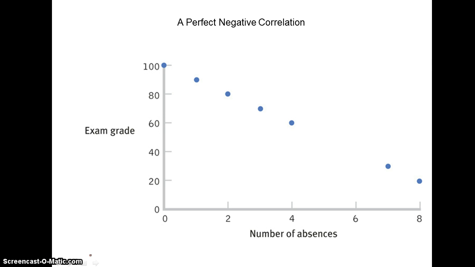Here's a perfect negative correlation. This would be more likely, right? If you didn't miss class at all, then you would get 100, and if you missed class once, you would get a 90, twice you get an 80. So that's a perfect negative correlation. Again, we can draw that straight line through those points, and there's no error. Those dots don't fall off the line at all.